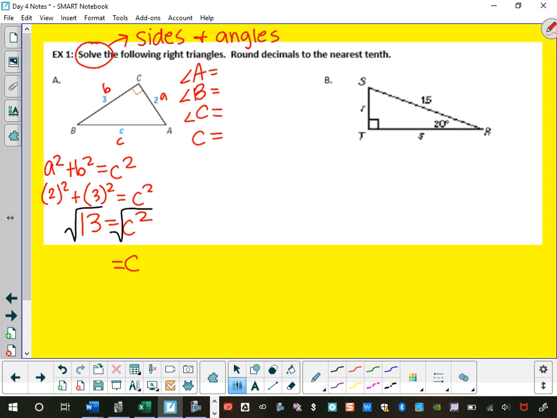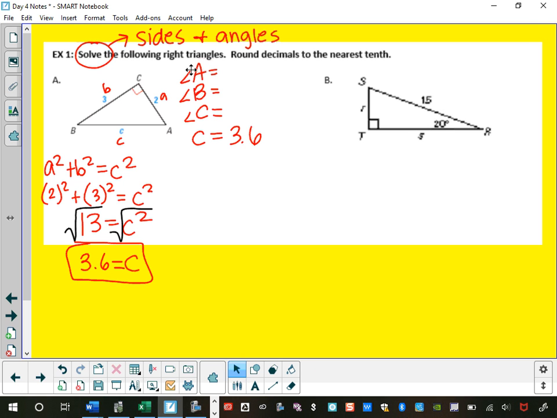3.6? Yeah, works for me. All right, so C is 3.6. I also know what angle C is. What's angle C? Look at your picture. 90. Oh, 90 degrees. You guys gotta be careful with your angles and your sides.